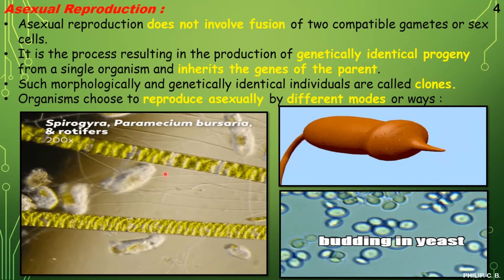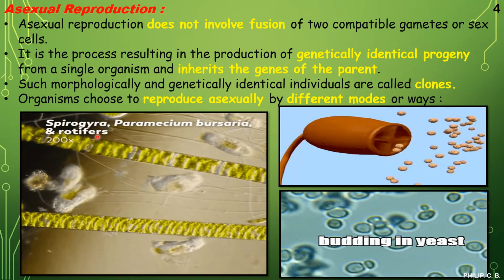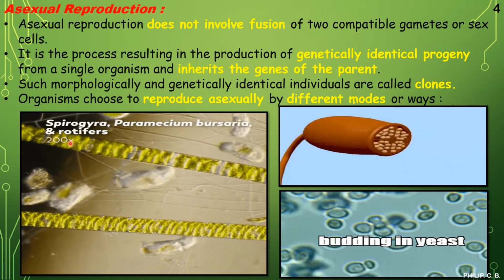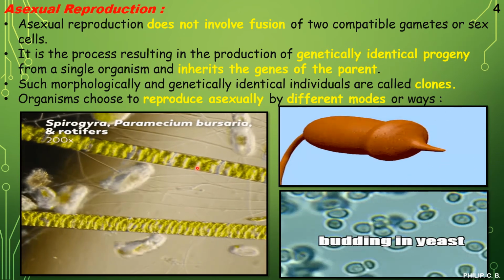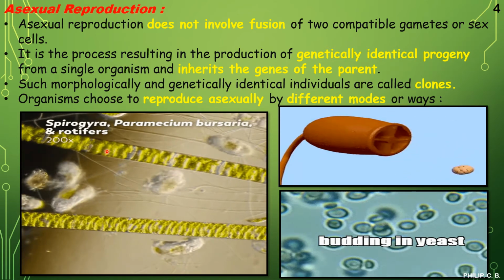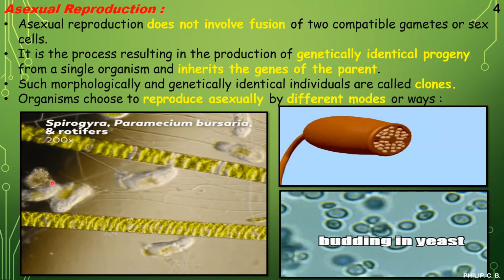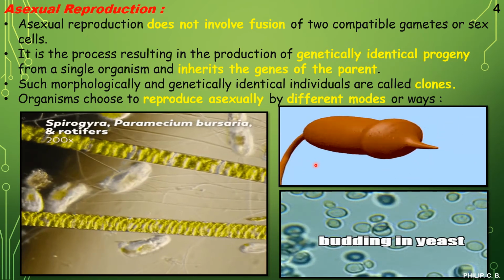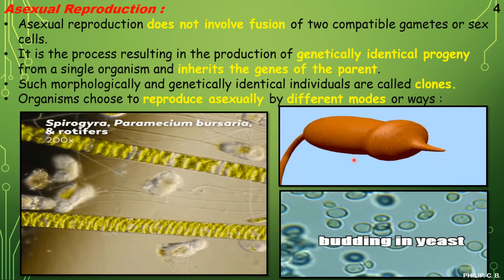So here again I put some animation images for better understanding. The first one you can see is Spirogyra, Paramecium, Bursaria and Rotifers. Spirogyra, as you can easily identify, is a long thin structure which has the green pigment, that is chlorophyll, whereas Paramecium you can see is a slipper-shaped structure, and the small conical structures are the rotifers. Clear?